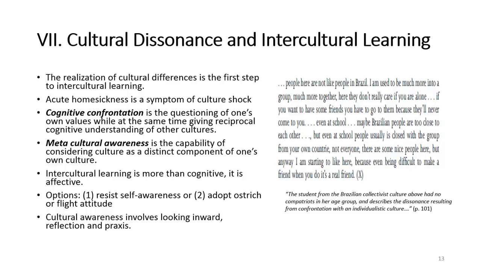Part 7 of our reading, we have the topic on cultural dissonance and intercultural learning. On the far right of your screen, we see an excerpt from a Brazilian student at this international school in the Netherlands. And the Brazilian student says, "People here are not like people in Brazil. I am used to be much more into a group, much more together. Here they don't really care if you are alone. If you want to have some friends, you have to go to them because they'll never come to you.